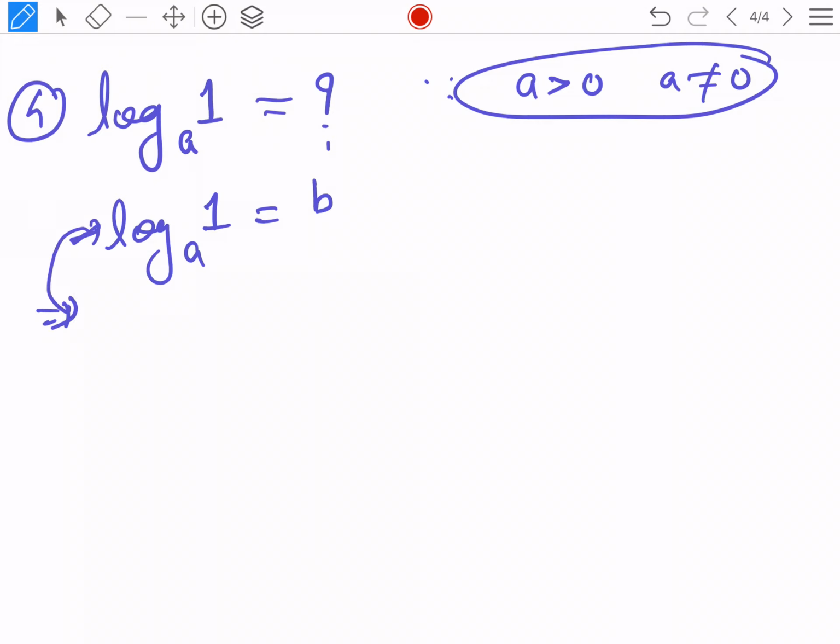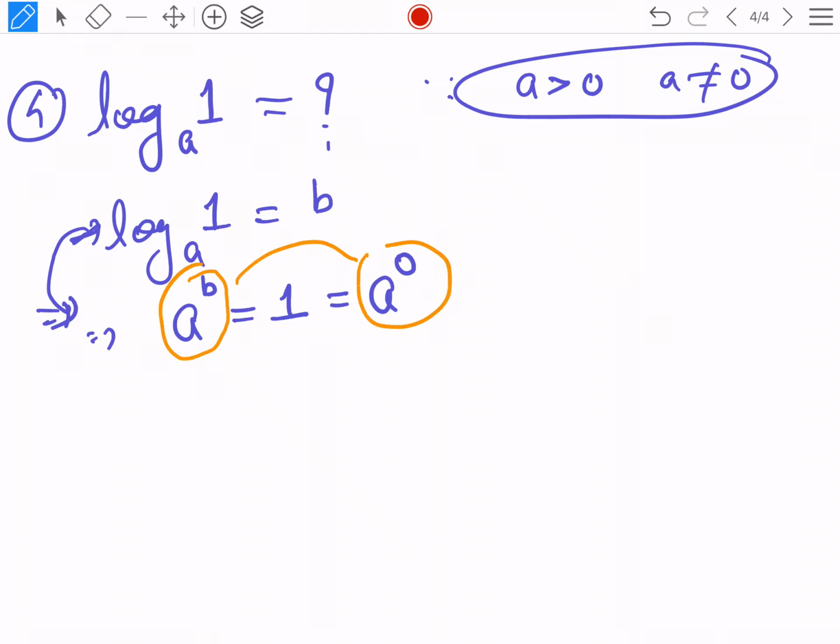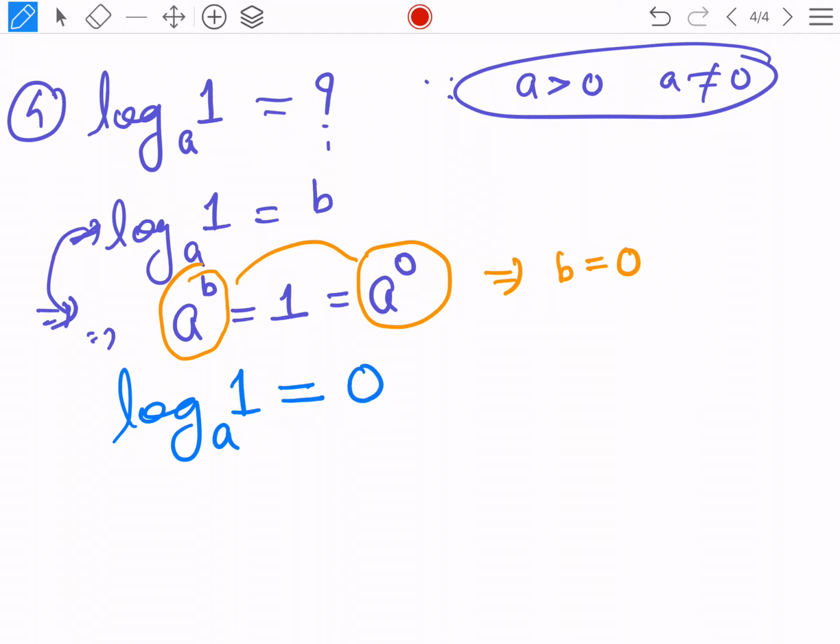Now if we convert this expression in exponential form, then it will be a to the power of b is equal to 1, and we know that 1 can be written as a to the power of 0, by the theory of indices. So when we compare a to the power of b with a to the power of 0, it implies b is equal to 0. So it is a very important result: log of 1 base a is equal to 0. It means log 1 is always 0. So is it clear, students? Log of 1 is always 0.